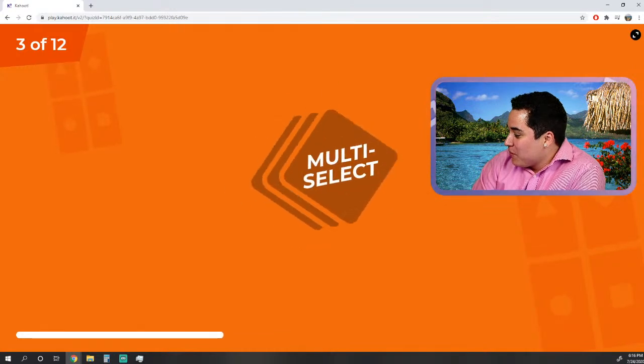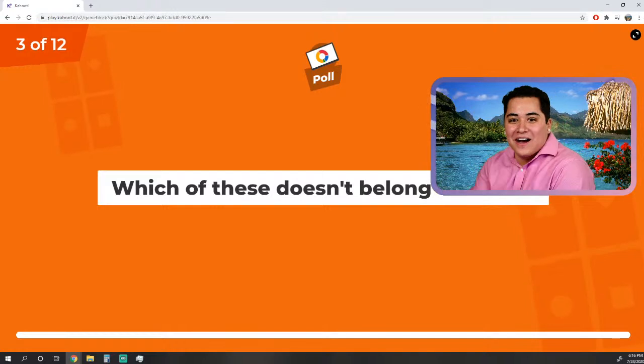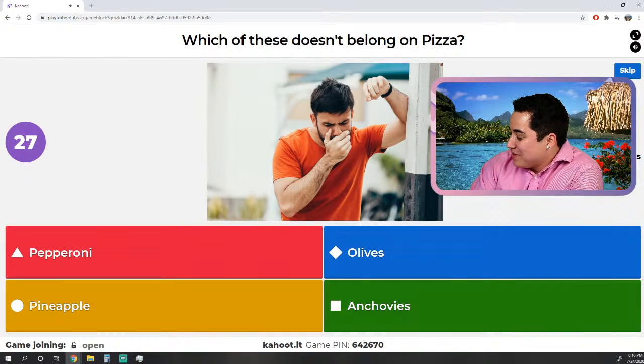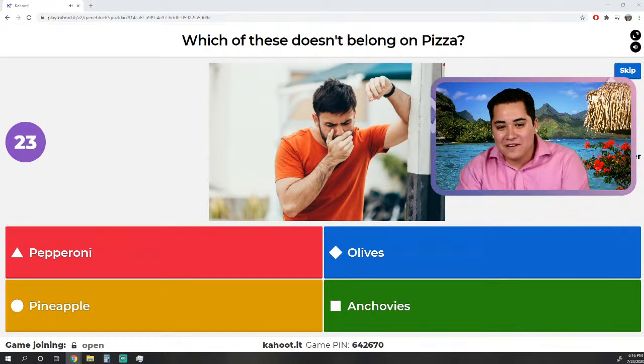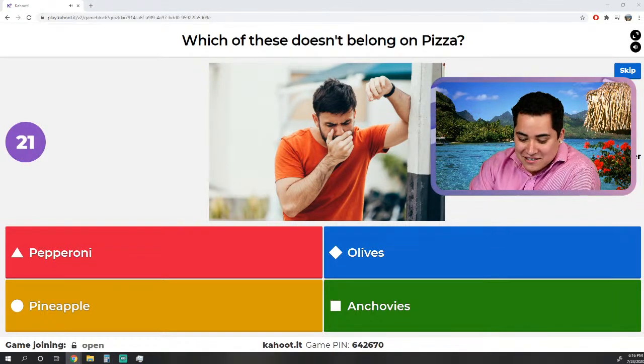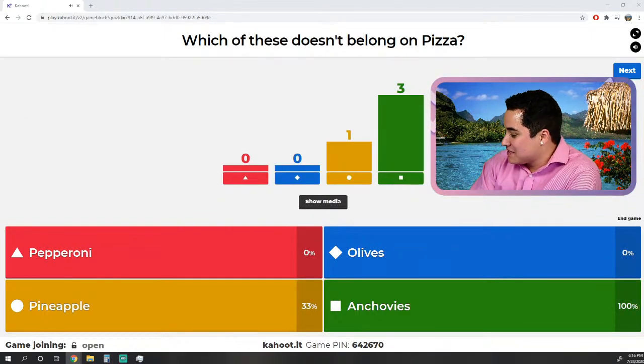Alright, let's take a poll. You can select as many of these. Which one of these do not belong on pizza? Is it pepperoni? Is it olives? Is it pineapple? Or is it anchovies? Only one of these should be the correct answer, but you can feel free to select as many as you want. This is worth 0 points.